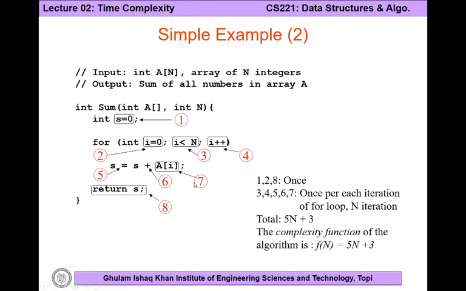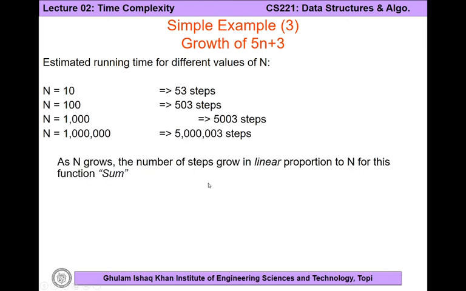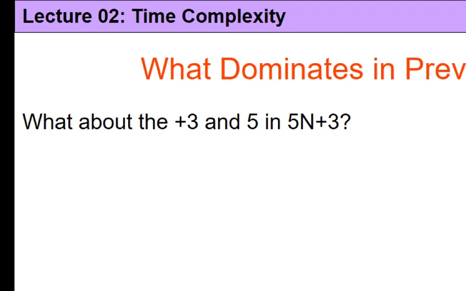But again, coming back to our example, this piece of code has a complexity function f of n equal to 5n plus 3. And instead of explaining the linear growth here, I drew the graph in Microsoft Excel for you, and I hope that was more comprehensible. Now, if you further analyze the equation 5n plus 3, you will notice two things: one is 5 and the other one is 3.